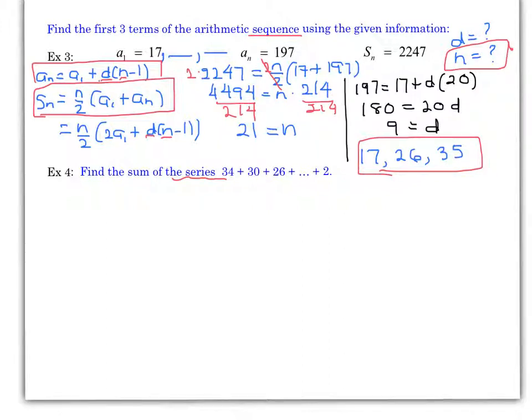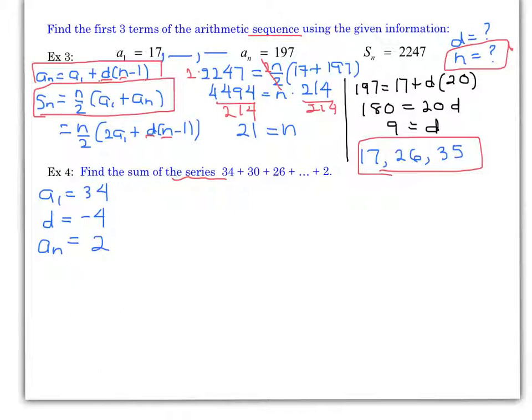And so let's see what we have. We have a sub 1, we know, is 34. We know that our common difference is a negative 4. We do not know n, but we do know that a sub n, the very last term, is 2, because there's no dot, dot, dot after it. Okay, so what can we do with that?